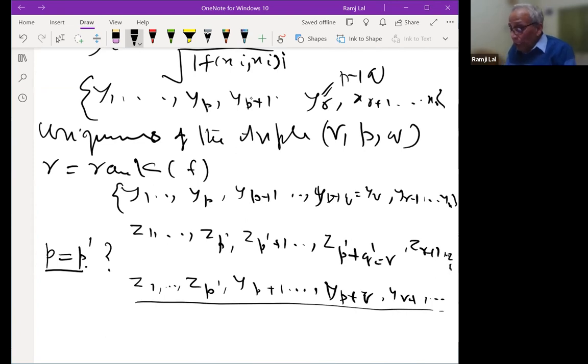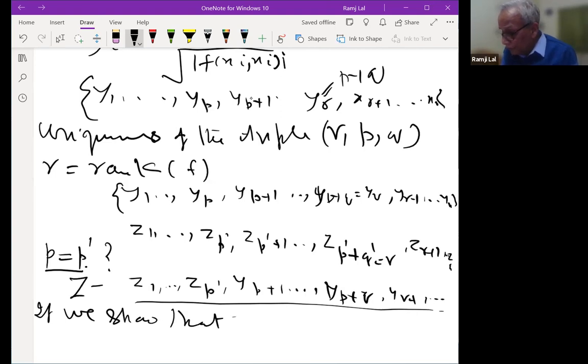If somehow we are able to prove that this is linearly independent, then obviously this p' will be less than or equal to p, right? If we are able to show that this Z is linearly independent, then the number of elements here has to be less than or equal to the dimension, which is your n, which is p plus q. So this will simply mean that p' is less than or equal to p.